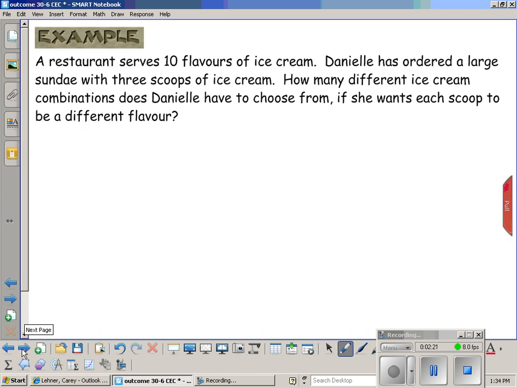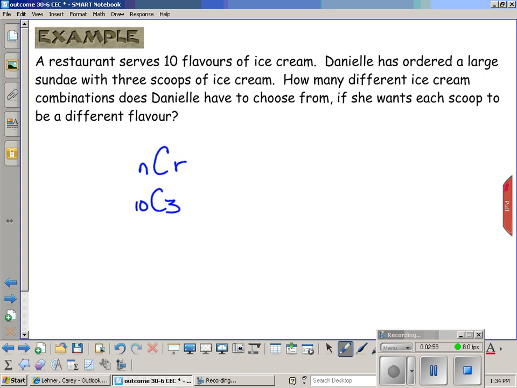So what we have is a restaurant that serves 10 flavors of ice cream. Danielle has ordered a large sundae with 3 scoops of ice cream. How many different ice cream combinations does Danielle have to choose from if she wants each scoop to be a different flavor? So we can use n choose r. N is the total number of choices. We have 10 different flavors of ice cream. R is how many we are going to choose at this time, and she wants to choose 3.